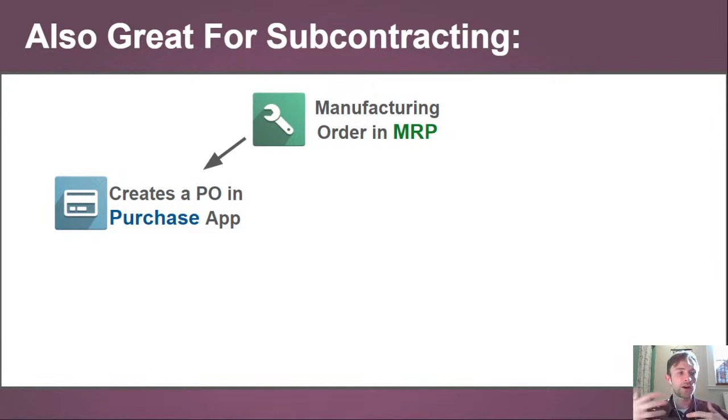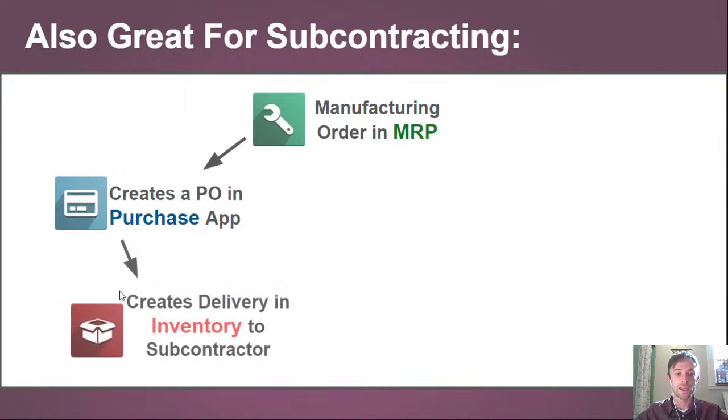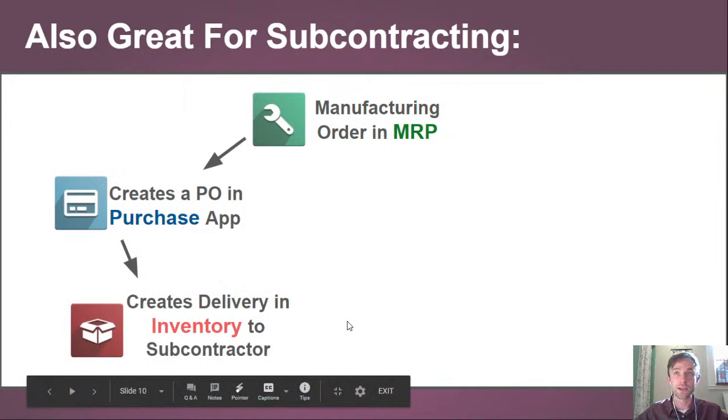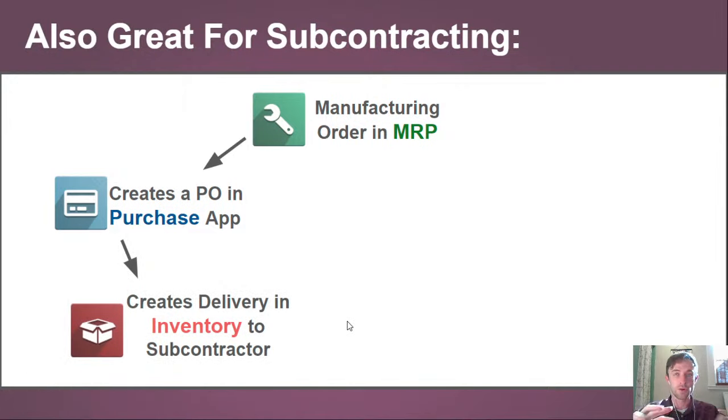Maybe they are a machine shop and they have to do some drilling on something for you, or maybe they're a painting shop and they have to paint it for you and send it back. I don't know, it could be all sorts of things. When you reach that point, you can have it set up so that it automatically makes a purchase order, just like we saw before, but it's not a purchase order to receive goods, it's a purchase order for services. And when you confirm that purchase order, it can create a delivery for you to ship out components or a subassembly, physical goods, to the subcontractor.